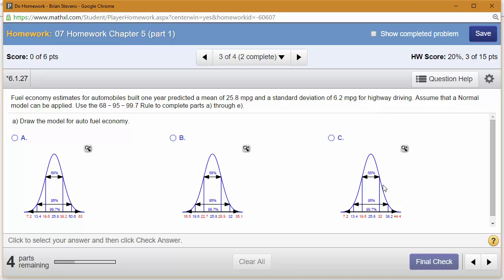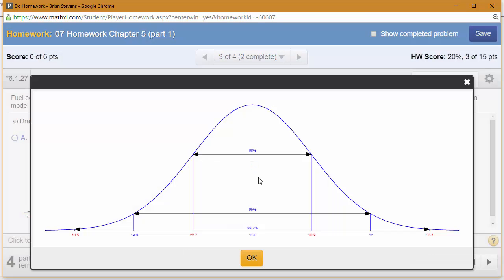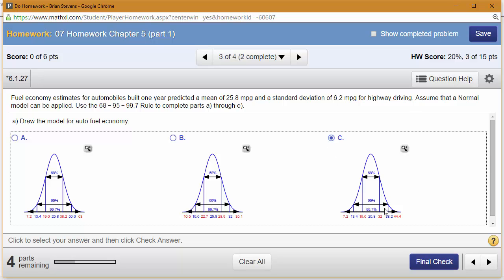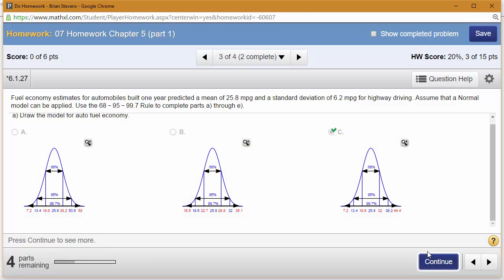Which of these is appropriate? Well, we see 25.8 at the center of all these, and then we need to go up and down 6.2 each time. It looks like this one will be correct, because if you notice, this right here, and you sometimes have to zoom in to see it a little bit better, this one right here is too small between each standard deviation, and the other one's too big. So the one that is just right between all the standard deviations, as in it should go up 6.2 each time. So then we'll use this to solve the answers.